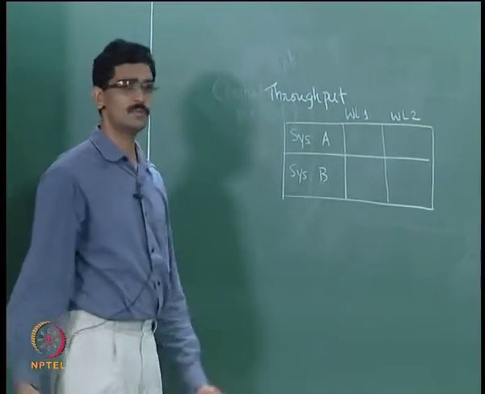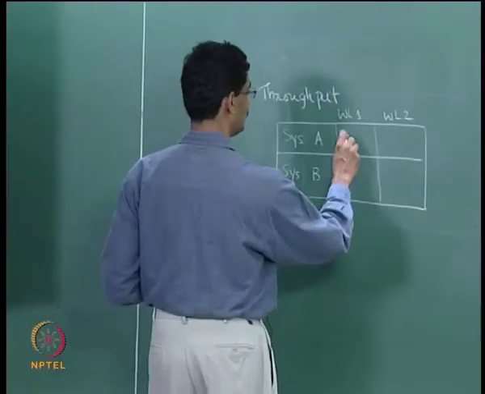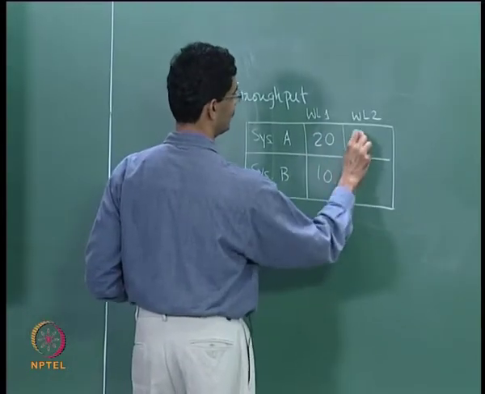Okay, throughput in some unit, does not matter what the unit is. Okay, now there are these two units. Okay, 20, 10, 10, 20.